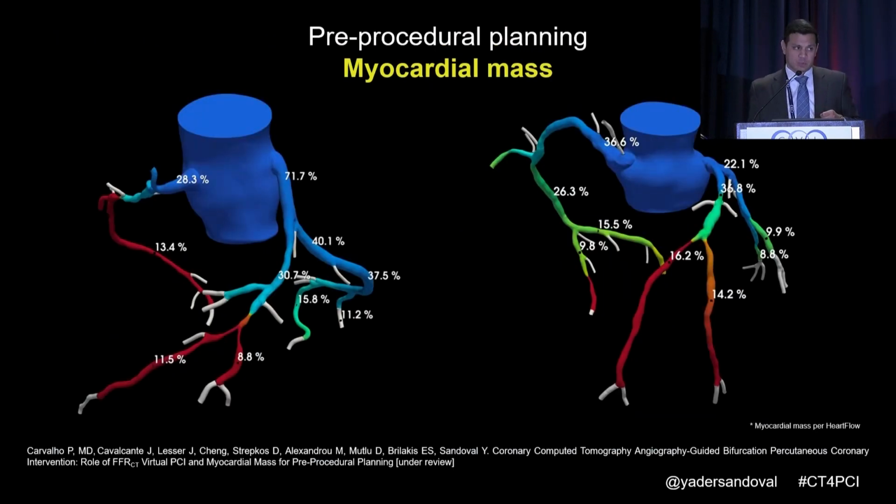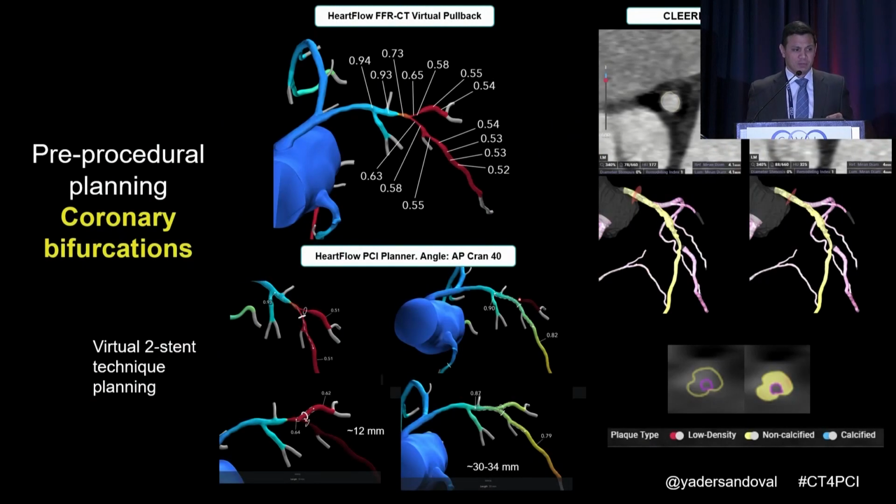Myocardial mass is something that we're exploring. Dr. Carvalho, one of our fellows, has been leading research in these initiatives and our Center for Coronary Artery Disease team. But pretty much for bifurcations, we can also look at myocardial mass and understand how to treat bifurcations based on the mass and the lesions. We're trying to explore this more and more. And again, bifurcations is a big opportunity for this.